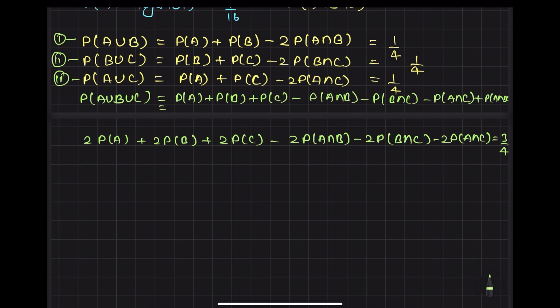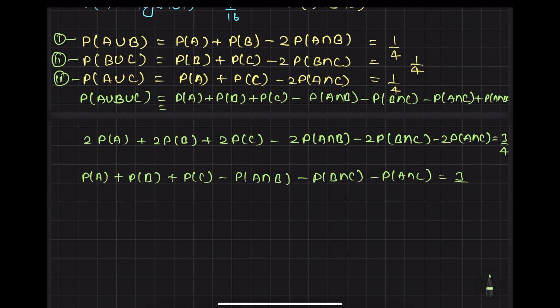Now we will divide both sides by 2. So we will be left with probability A plus probability B plus probability C minus probability A intersection B minus probability B intersection C minus probability A intersection C is equal to 3 by 8. Now this thing we got, and this is the required thing.